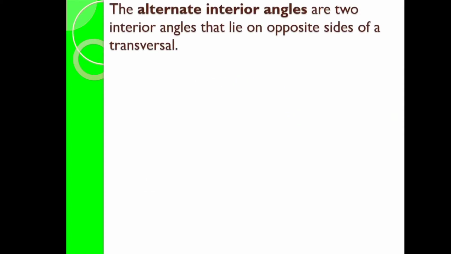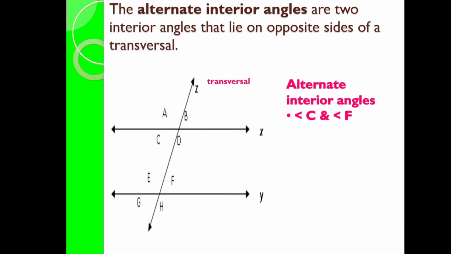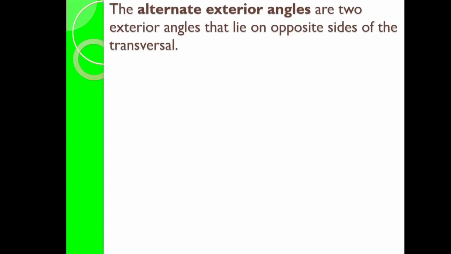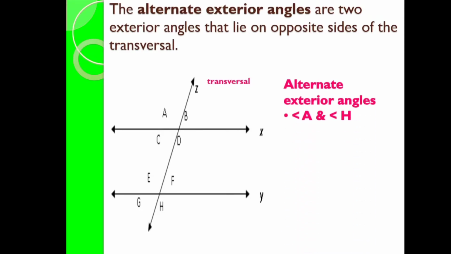Another is the alternate interior angles. These are the two interior angles that lie on the opposite sides of a transversal. We have angles C and F, angles D and E. Next, we also have the alternate exterior angles. These are the two exterior angles that lie on the opposite sides of the transversal. We have angles A and H, and angles B and G.